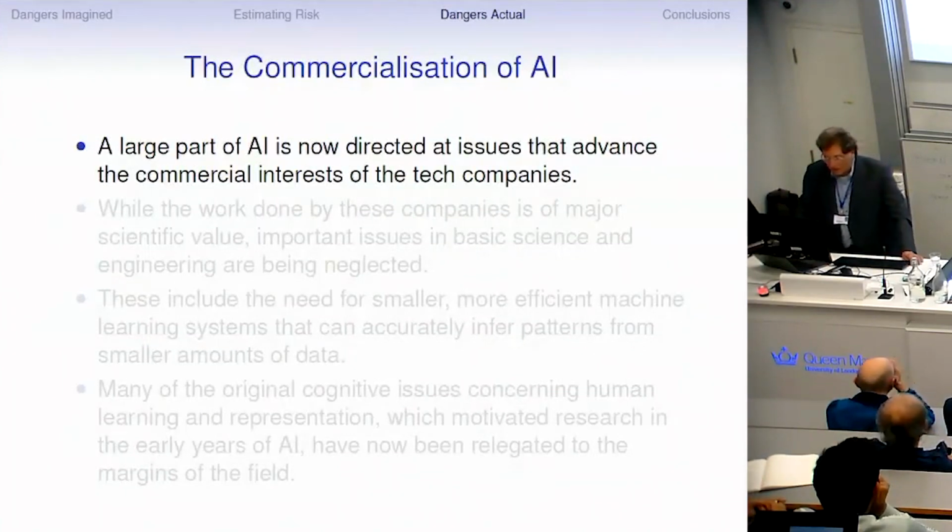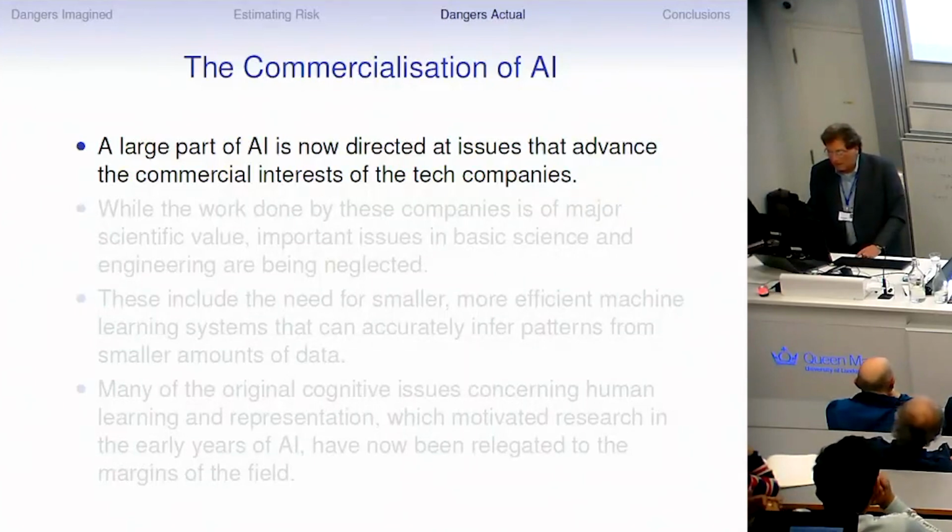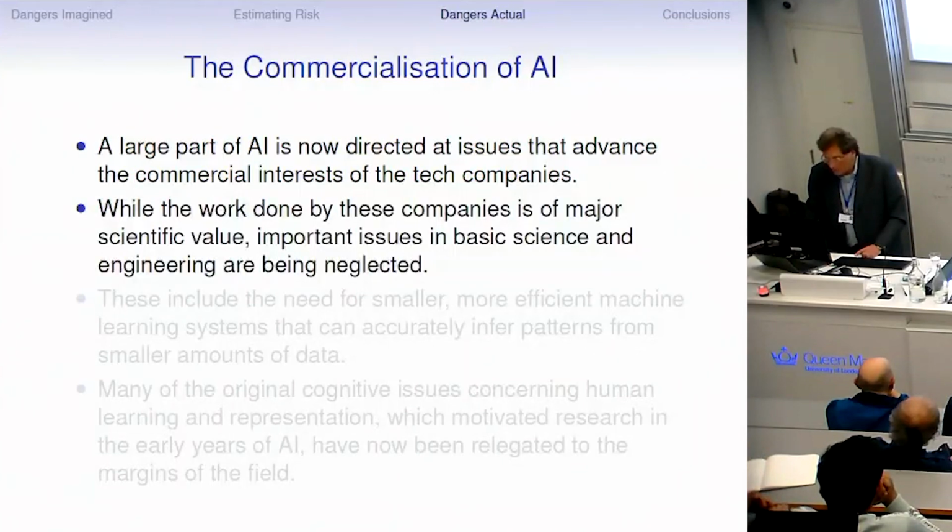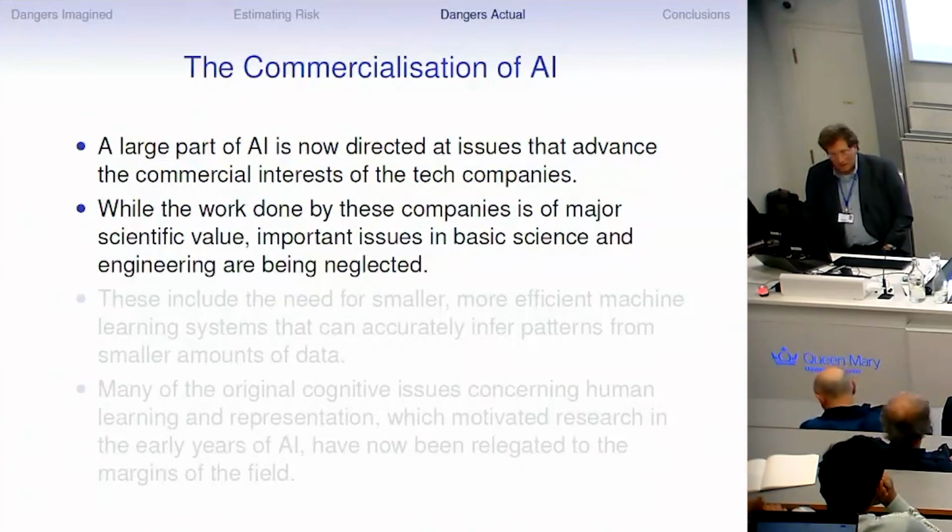Now, don't misunderstand me. I'm not suggesting that the tech companies don't do important or valuable work, or that they're a locus of Darth Vader style evil. Although some of the stuff they do, well, we'll talk about that later. So a large part of AI now is directed at issues that advance the immediate commercial interests of the tech companies, not even long range. So this work is of major scientific value. Last talk tried to make it clear that I value it. But the problem is that a lot of other important stuff gets neglected.